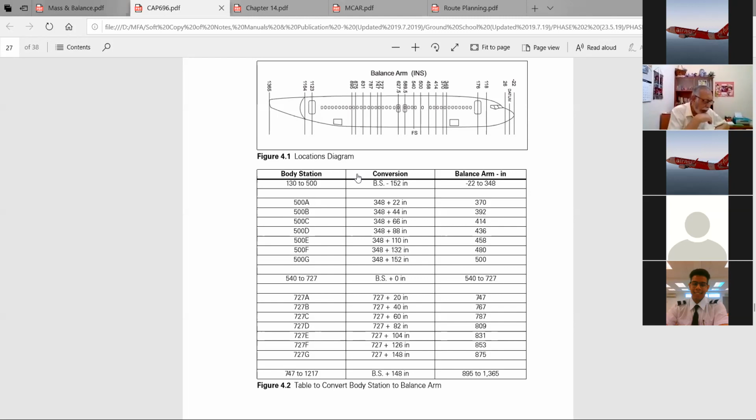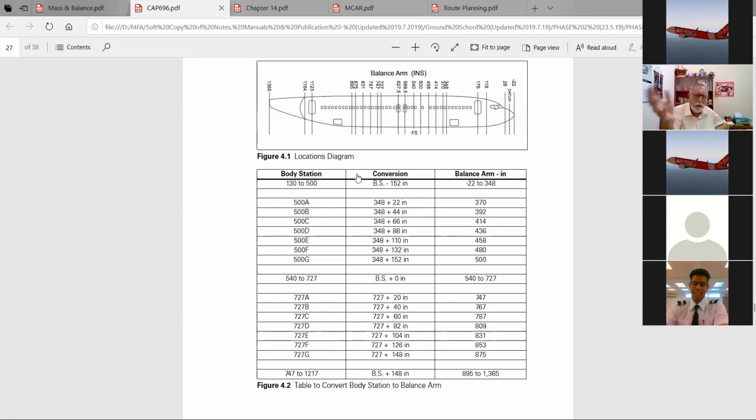No, what is the distance of the station from the datum? 348. 348, correct? And the last question: 787. Very correct.